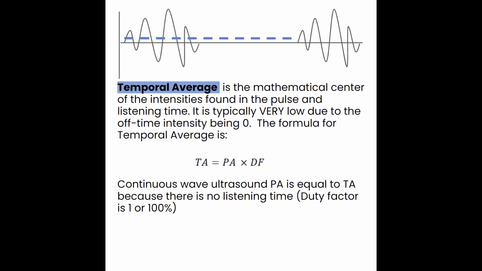When we look at the continuous wave's temporal considerations, remember that duty factor for continuous waves is 100% or 1. If we were to plug that into our equation, 1 multiplied by the pulse average, we're going to see that the pulse average doesn't change. Therefore, pulse average and temporal average are completely the same when using continuous wave ultrasound. And that's completely because there is no off time in the continuous wave.